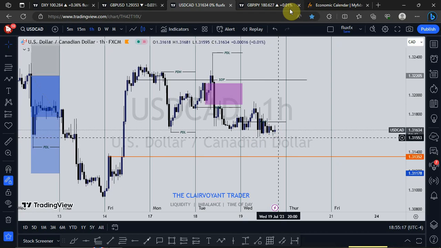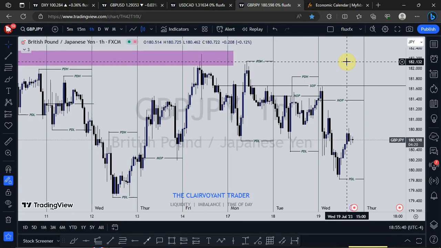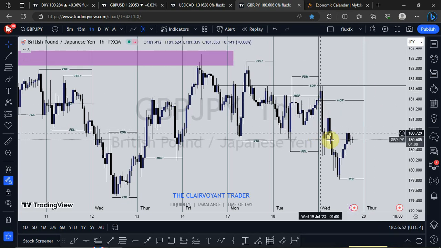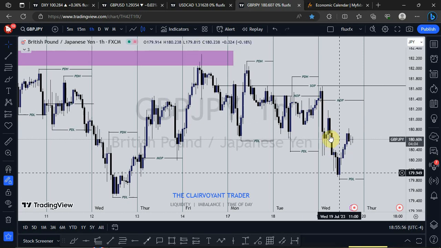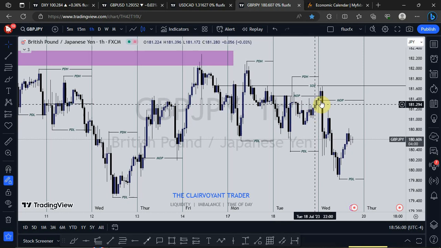Let's see what is happening on GBPJPY. For GBPJPY, just as I told you yesterday, I gave you a free trade on GBPJPY, because I made you aware that I'm expecting price to retrace back into this area. Then we see a move to the downside. I think price was around this zone.